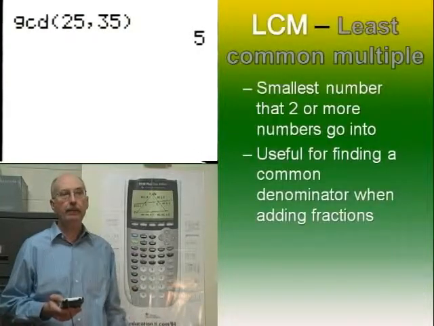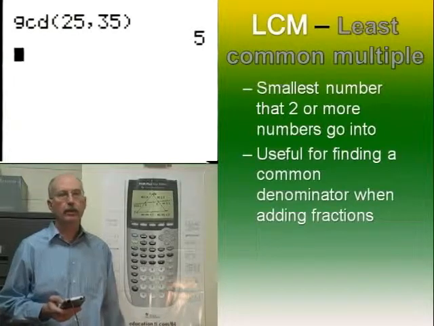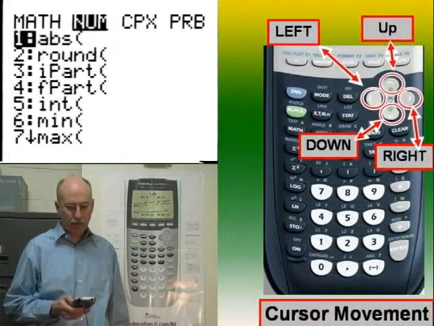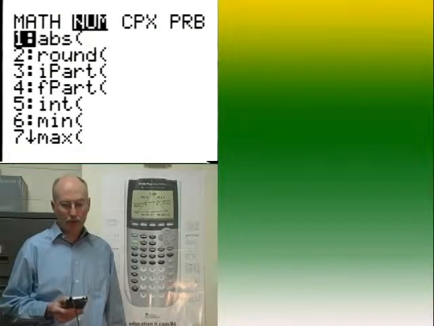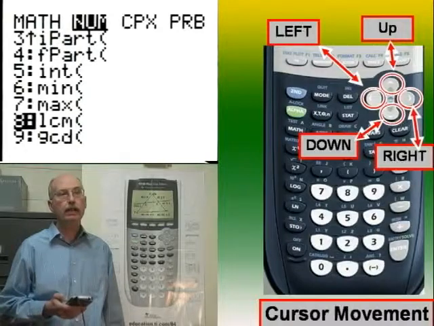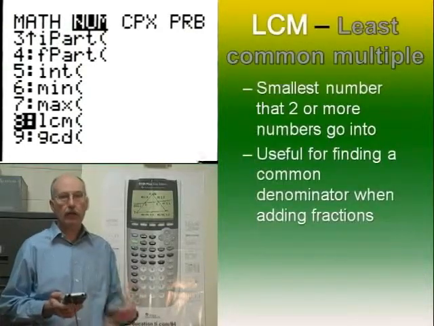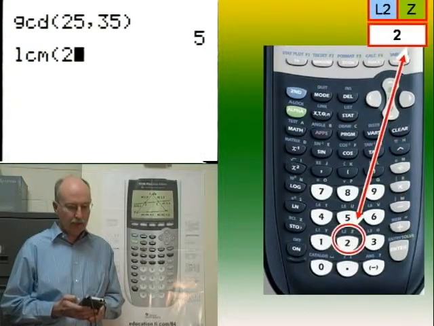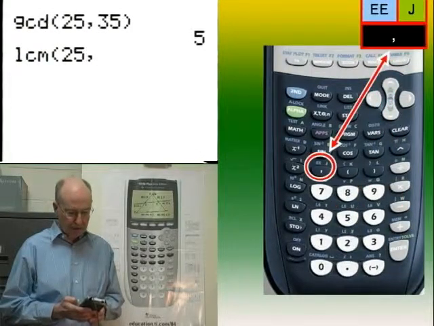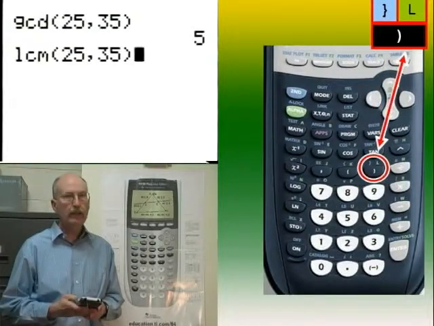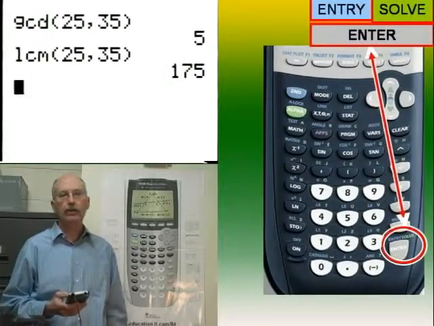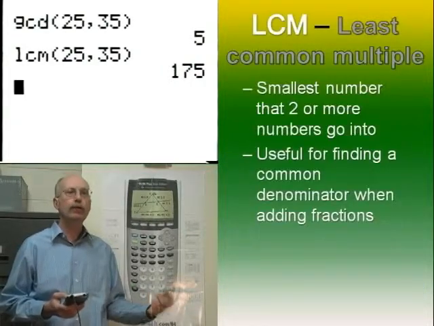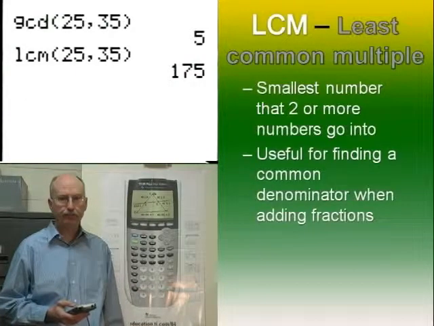Suppose you wanted to find a common denominator if you want to add two fractions. Well, you could do exactly the same thing. We would hit Math, scroll over to Number, scroll down, or we could actually scroll up to number 8, which is least common multiple, which is our common denominator if you would. Press Enter, use the same two numbers, 25, comma, 35, closing parentheses, and hit Enter, and we can see 175 would be our common denominator if we were adding together fractions that had 25 and 35 in the denominator.